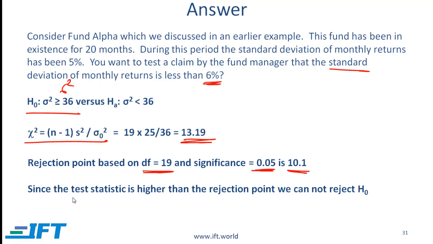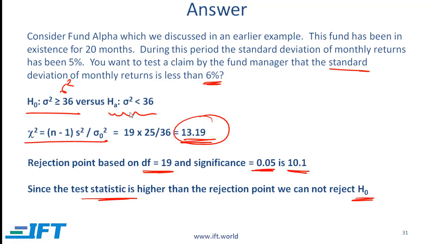And now, since the test statistic 13.19 is higher than the rejection point, we cannot reject the null hypothesis. I want to emphasize a point here. Note that the alternate hypothesis is that the variance is less than 36. That's what you are after.